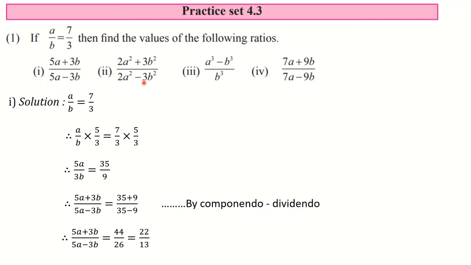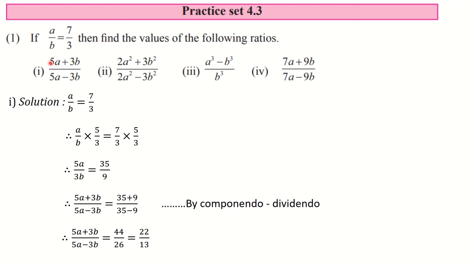Here, how to find out the given ratios. If A upon B is equal to 7 upon 3, then find the values of the following ratios. As I have told you, you have to always observe the thing which you want to find out and see which property is used here. Just now we have seen the 5 properties. Okay. So here which property is used, that you have to see. So by observing these here, clearly we can make out that the property of componendo and dividendo is used.